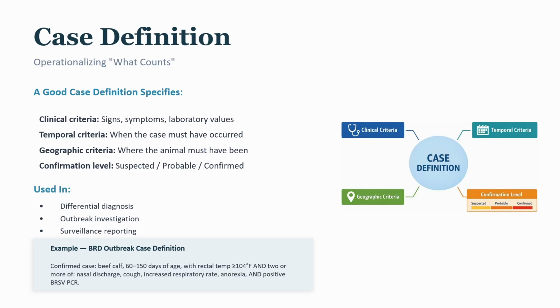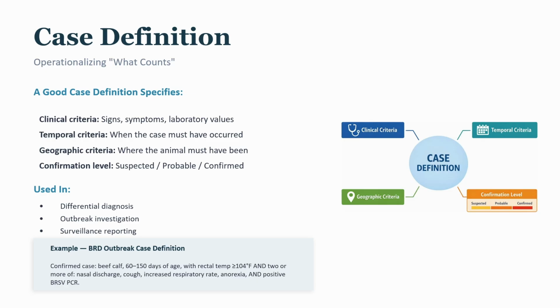One that requires both clinical criteria, temperature plus at least 2 clinical signs, and laboratory confirmation, positive PCR. This is appropriate for a research study where you need high certainty of disease status. In an outbreak investigation in the field, you might use a clinical case definition alone, because waiting for PCR results before counting cases would make the investigation too slow to be useful.